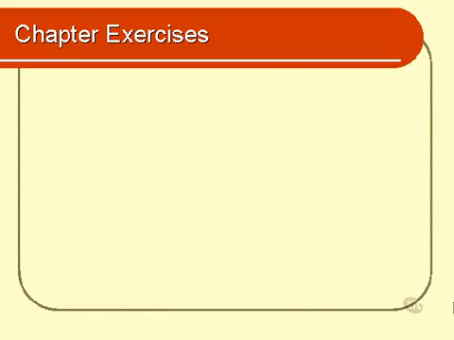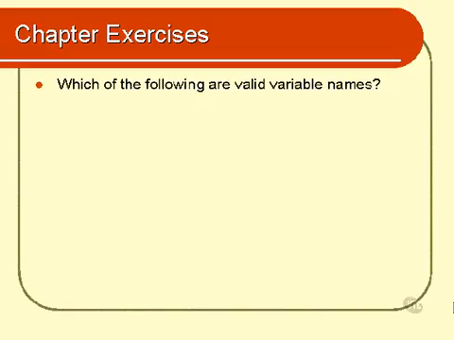Here are the exercises for Chapter 4. The first exercise is to determine which of these variable names that I'm going to put up on the screen are actually valid variable names and which of them will give you error messages.